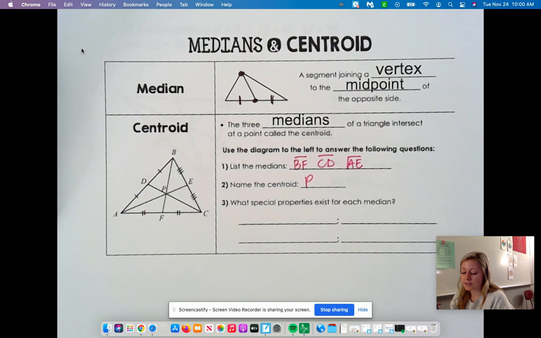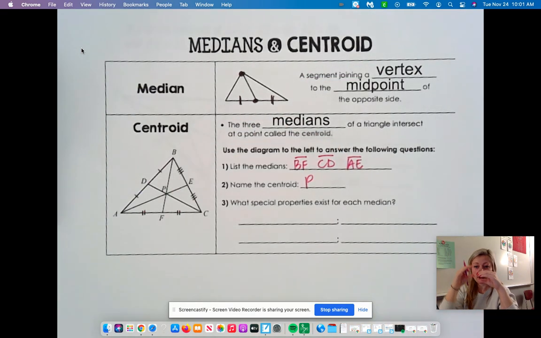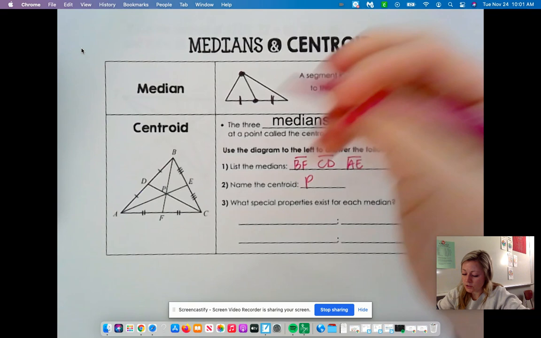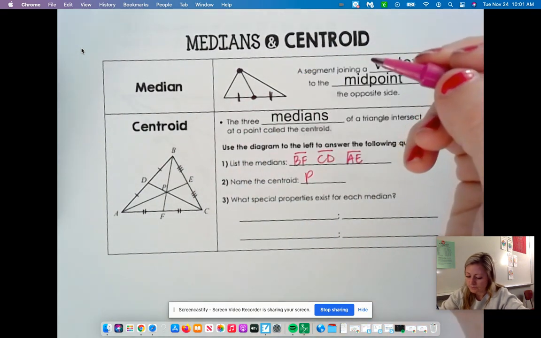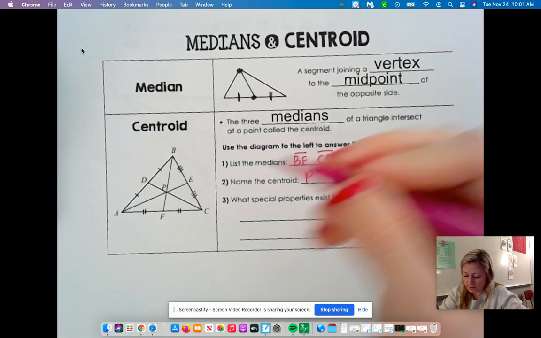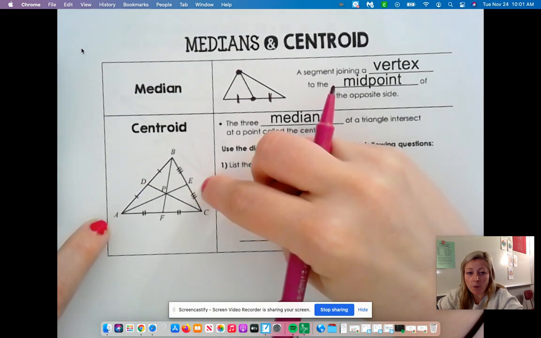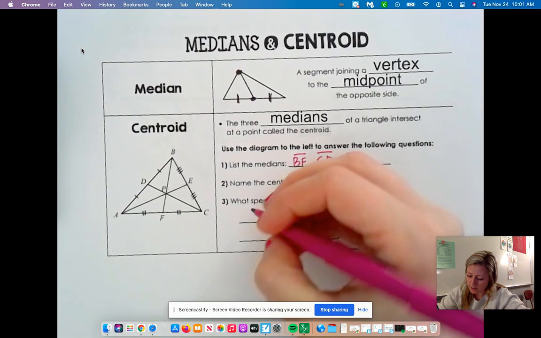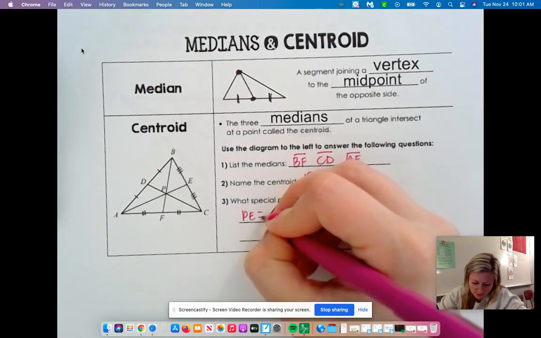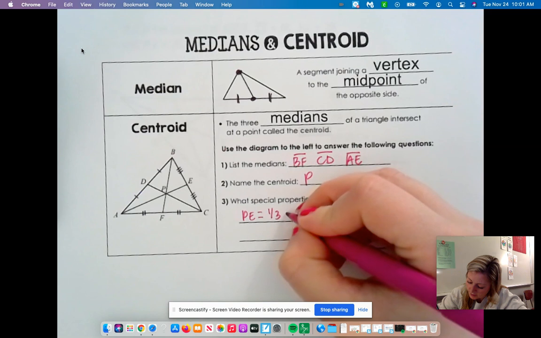And now here's kind of the fun part. So with our median, it splits into 2 parts at our centroid, okay? So it splits into a third and 2/3. So if we look, let's say at, I don't know, which one should we use? Let's look at AE. So PE here makes up a third of the whole thing AE, okay? So PE equals 1/3 of AE.